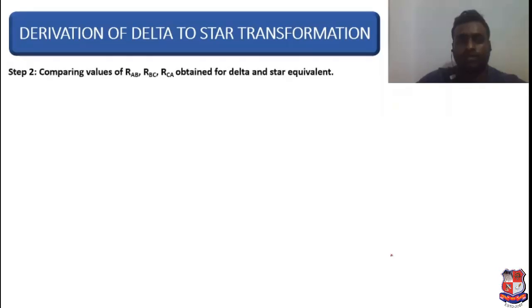Now we will go to step 2. So what will be step 2? Step 2 is comparing the values of RAB, RBC and RCA obtained for delta and star equivalent. For this, we first have to compare the first equation and the fourth equation for RAB.